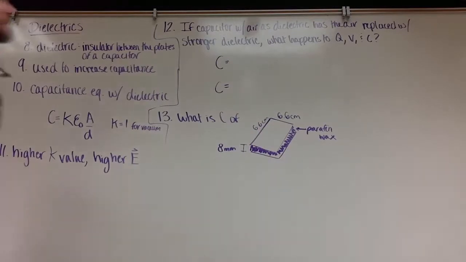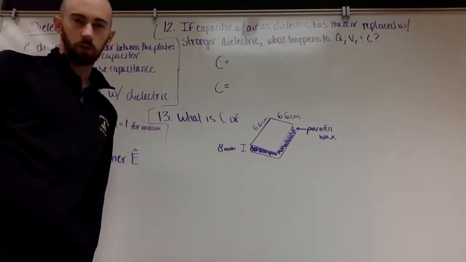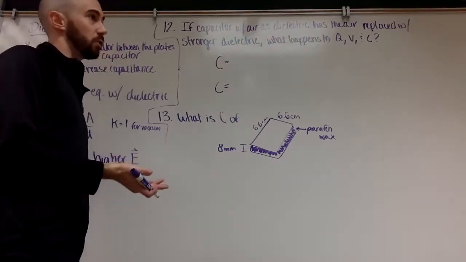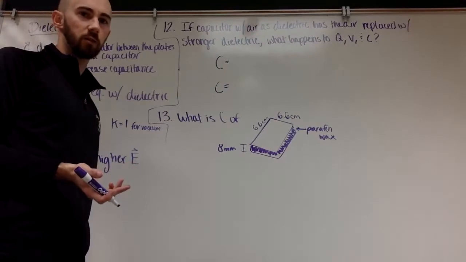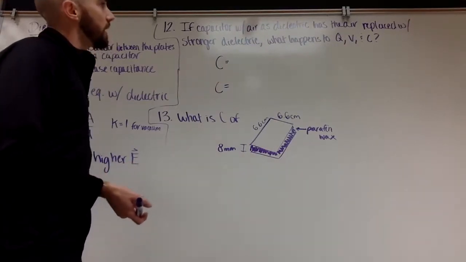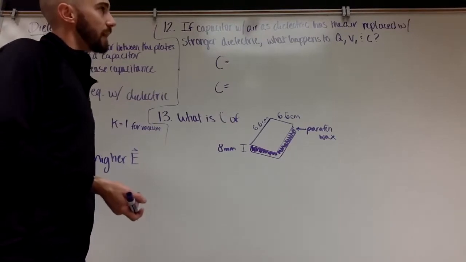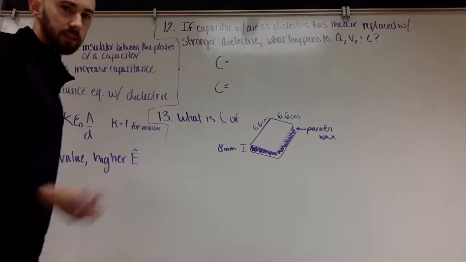So let's look over here. A capacitor with air normally, so air is nearly 1, like 1.00, whatever it is. Air is similar to a vacuum, just like with anything else we do in here. Vacuum and air are going to be very similar because air is mostly empty space. So if a capacitor with air as its dielectric has the air replaced with a stronger dielectric, what is going to happen to Q, V, and C?